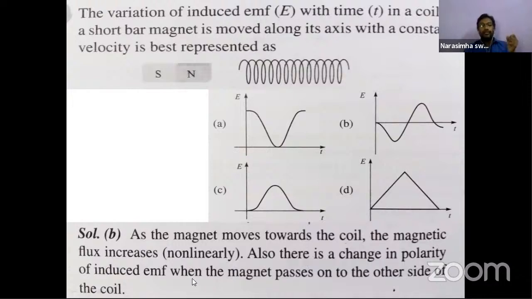There is a change in polarity of induced EMF when the magnet passes on to the other side of the coil. While it is traveling through and reaching the other side of the solenoid, definitely there is a change. How will the change be? See, this solenoid, while the magnet is coming closer, it will repel. Remember, we studied Faraday's laws. But forcibly we are sending it. Repel means the magnetic field decreases, it's like a diamagnet. Repels means opposing. Force will be there definitely, but in which direction? Negative.